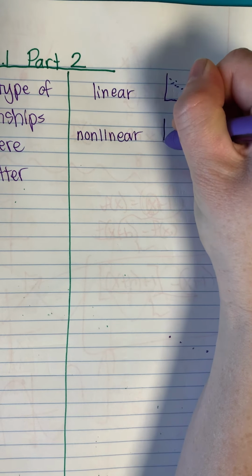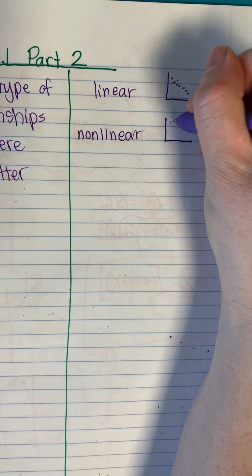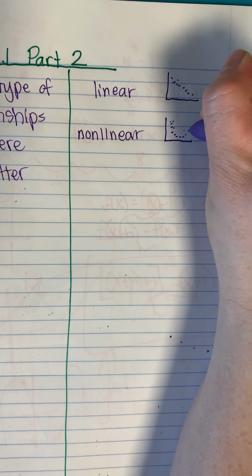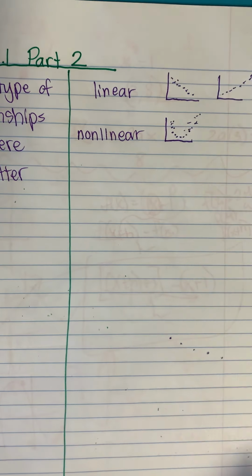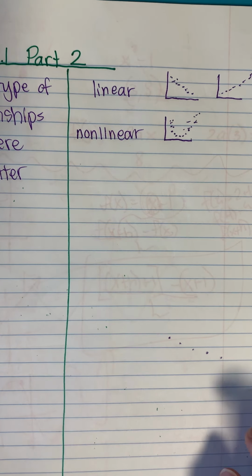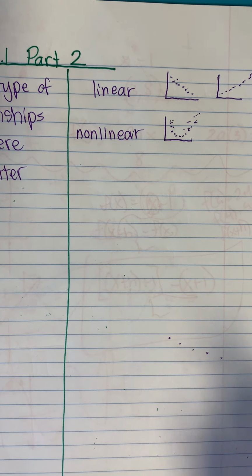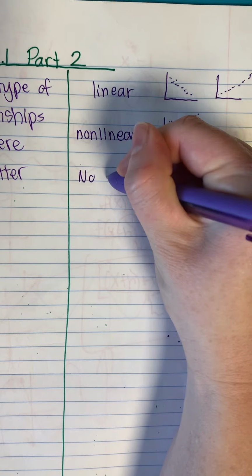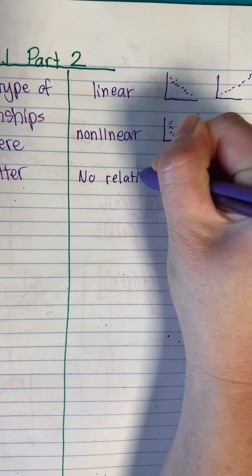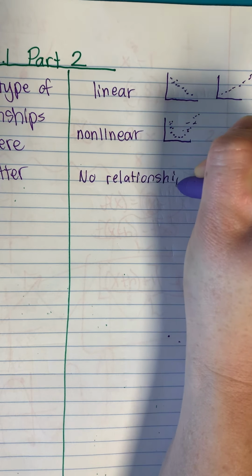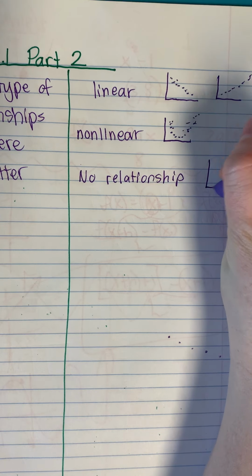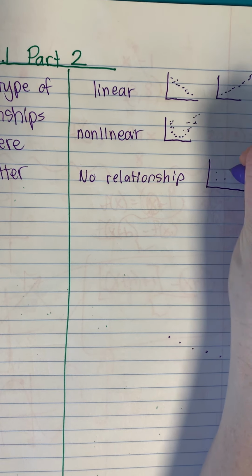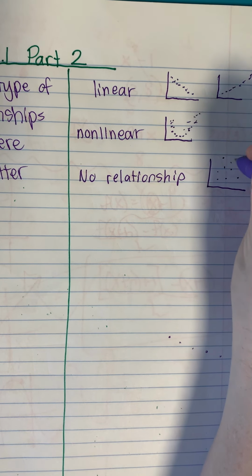They might have a relationship, but it's one we won't talk about in Math 8. It might look like that, where it's kind of curvy. Or we might just have no relationship whatsoever. And no relationship means there isn't a pattern at all. It's just all over the place.